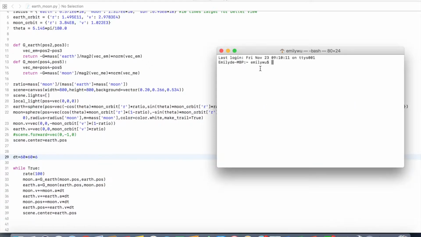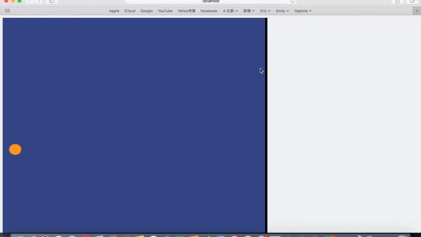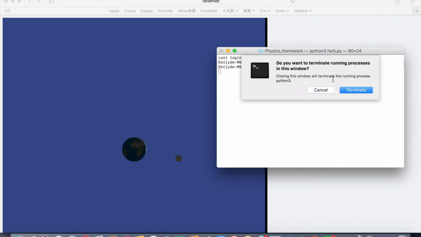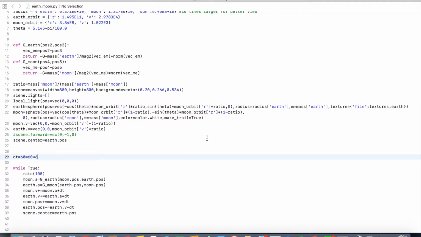Hey guys, today we will be doing a VPython simulation of the Earth-Moon-Sun system, and it will look like this. There's the Sun, and if we zoom in we can see the Earth and the Moon orbiting around the Earth. For this simulation we will break it into two parts, the first part being the Earth and Moon system, and the second part adding the Sun into the system.